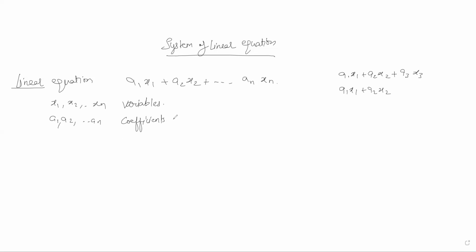So coefficient means these will be numbers, constant values. It will be given to you, right? The equation might be given like this: 3x1 plus 4x2 plus 9x3, and this is further equal to b. What is b here? b is again a constant value, right? It will also be given to you that this is equal to 9 or 5, any value it can be, right?